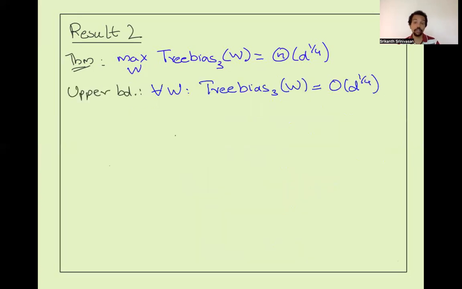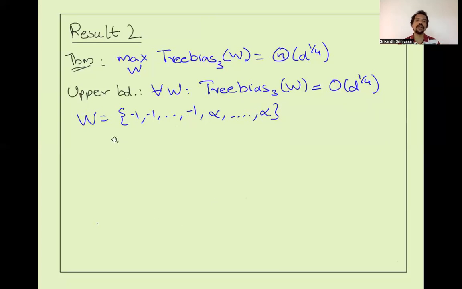For the upper bound, we need to show that given any W, the tree bias of W is at most D to the 1/4. And this is significantly more complicated. So I'm not going to tell you the proof of this, but it's an elementary combinatorial argument. And it's based on a simple principle, which I can try to outline.